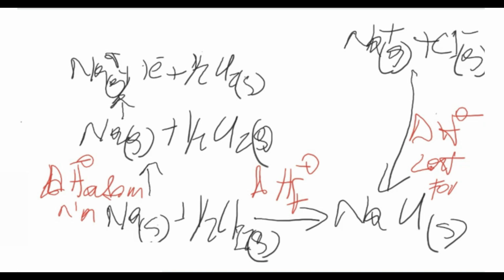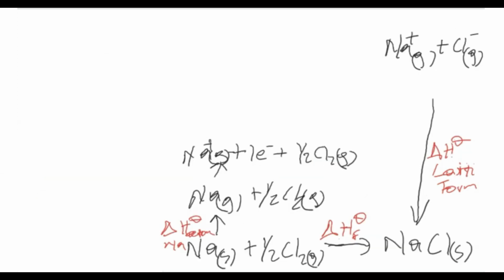What we need to do now is do the same thing for chlorine. Now we have our sodium ions as a gas. We have 1 mole of electron and half a mole of chlorine gas. But remember, what we want is chloride ions in the gaseous form. This process here was actually the delta H theta of ionization. I should change that to ionization energy, IE. Let me change the color for that one. So that one is ionization energy, IE.